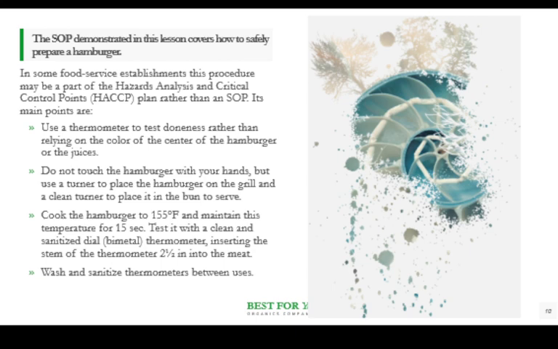Test it with a clean and sanitized dial or bimetal thermometer, inserting the stem of the thermometer 2 1/2 inches into the meat, or insert 1/2 inch of a clean and sanitized digital instant read thermometer probe into the center of the hamburger. Wash and sanitize thermometers between uses.